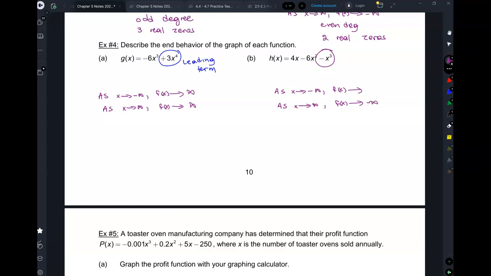On the negative side, let's pick our favorite negative number, negative 1. Put negative 1 in here. It'll be negative, negative, positive infinity.